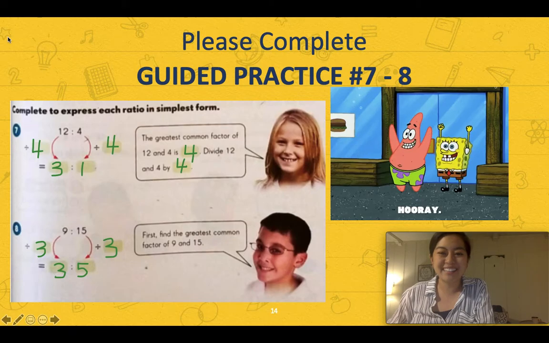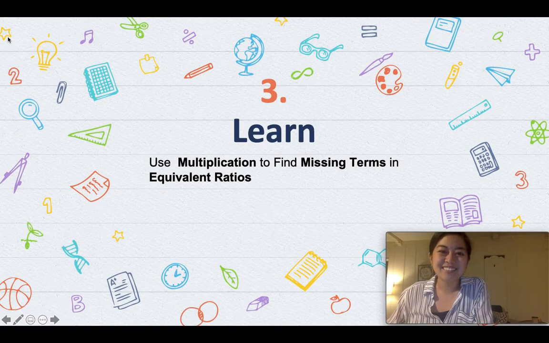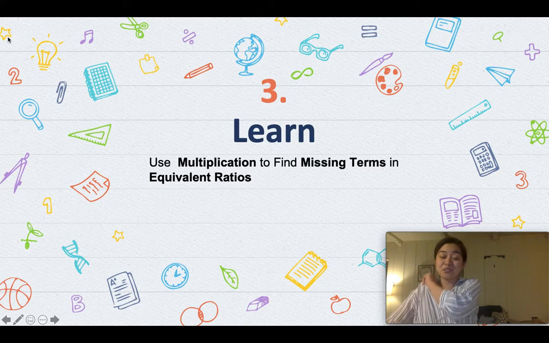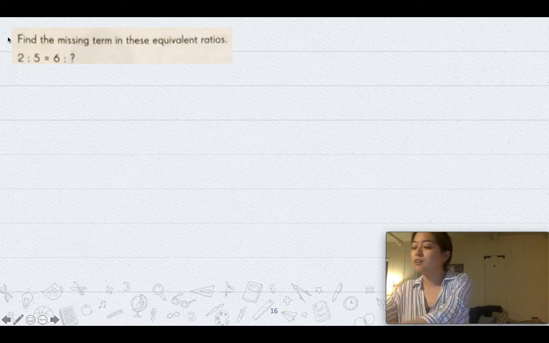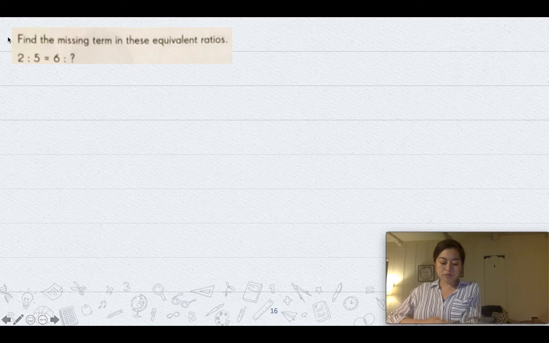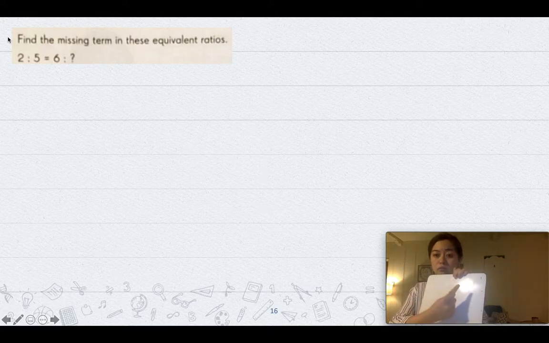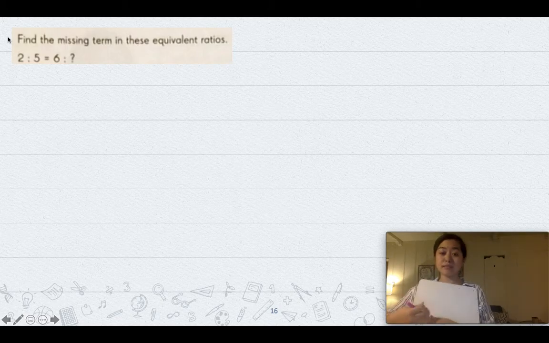All right. Good job. Okay, so now we're going to use multiplication to find missing terms in equivalent ratios. Now, find the missing terms in these equivalent ratios. 2 to 5 is equivalent to 6 to what? Okay. So in that problem, they wrote the ratios across. But I like to write it stacked on top of one another.